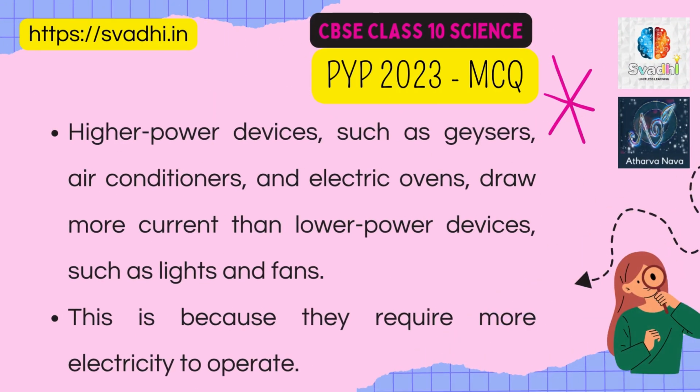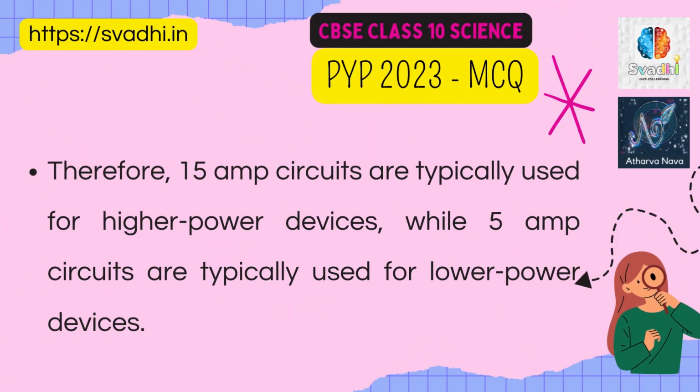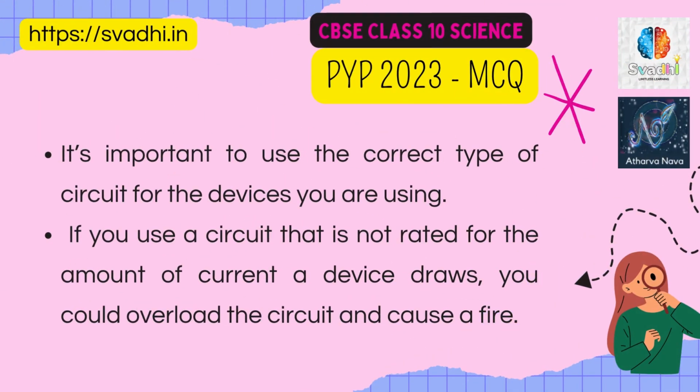Higher power devices, such as geysers, air conditioners, and electric ovens, draw more current than lower power devices, such as lights and fans. This is because they require more electricity to operate. Therefore, 15-amp circuits are typically used for higher power devices, while 5-amp circuits are typically used for lower power devices. It's important to use the correct type of circuit for the devices you are using. If you use a circuit that is not rated for the amount of current a device draws, you could overload the circuit and cause a fire.